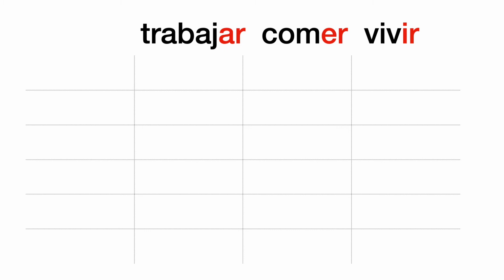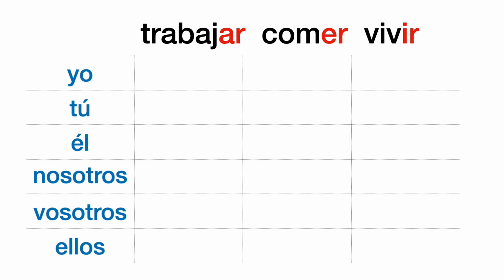So let's put them into a table and let's add the persons. Yo means I, tú means you, él means he. You could add ella, which means she, but I don't have space to fit both. Nosotros means we. If we are a female group, we would say nosotras. Vosotros means you guys. You could say vosotras for females, you girls. Ellos means they. Ellas would be they, female. So these are the persons.